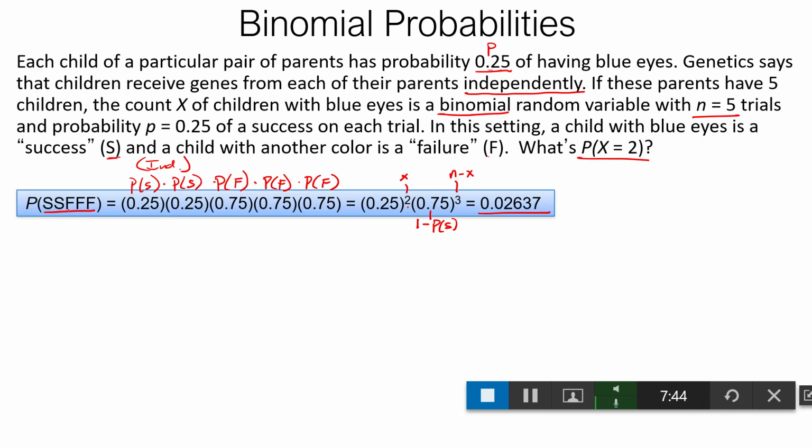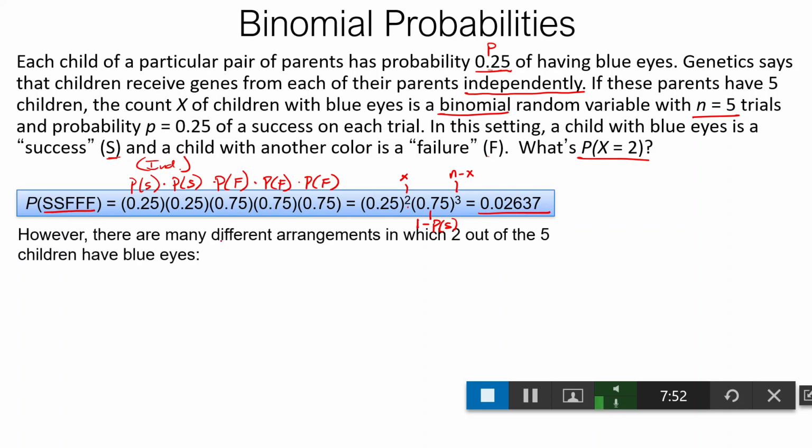But wait, that's just if the children come in this particular order. How many different orders could they come in? Like we could switch an S and an F here, and a couple different S's and F's, and move everything around. If we do that, we get different orders. So we need to wonder how many different arrangements there are of these letters, with 2 of them being S's out of 5. Well, we could try and list all of them, but here they are, listed all.